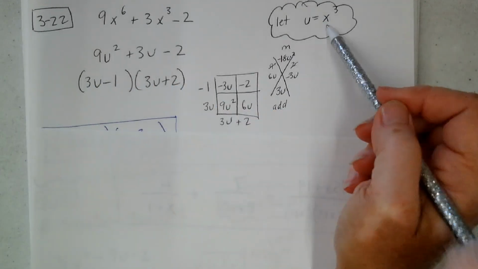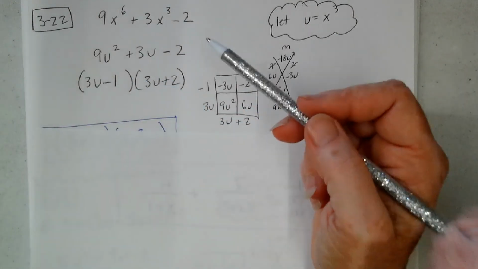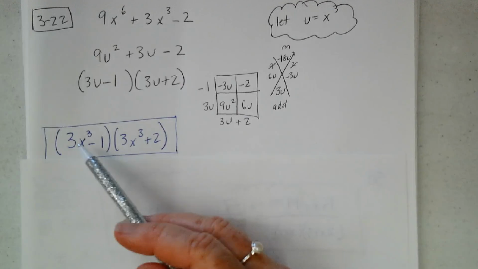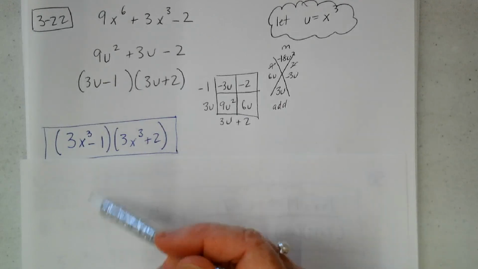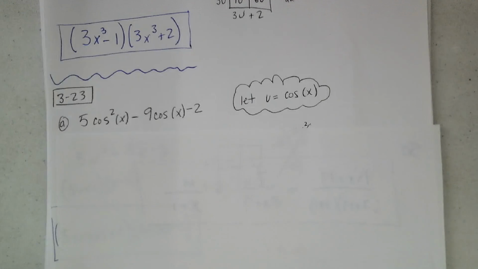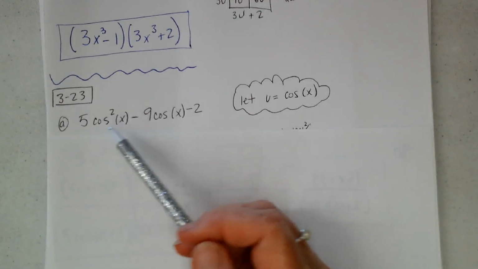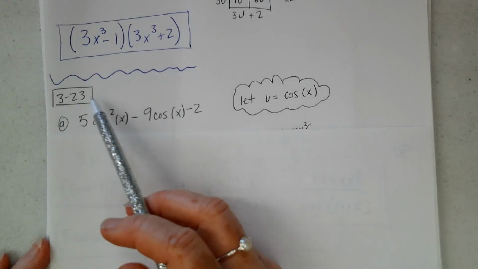And then I have to remember to plug my x cubed back in everywhere I see a u. So I just simply plugged my x cubed back in. So that's how that's done. So then they let you try it, and they give you some pretty hard problems in 3-23.